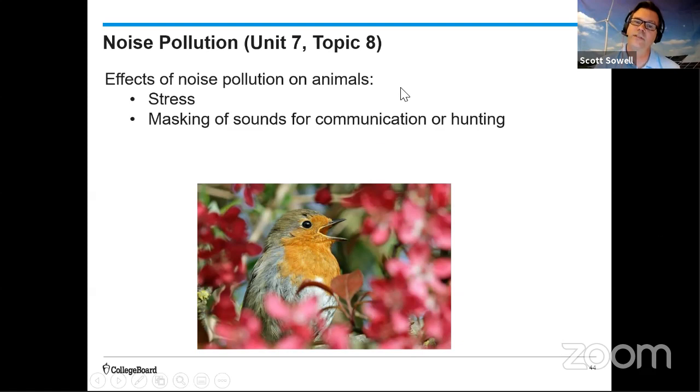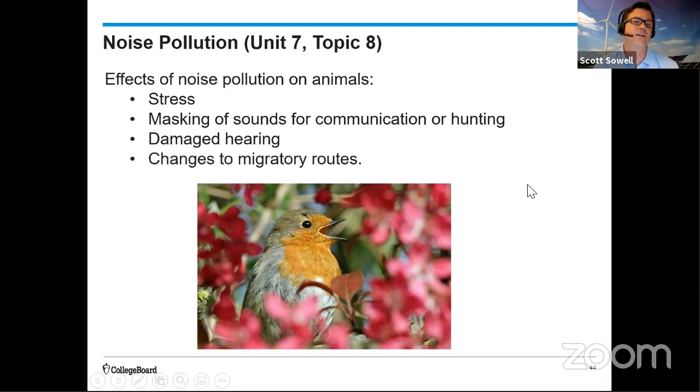And we'll look at little video clips talking about both of those examples. It could damage their hearing just like it could damage ours. And it could affect their migratory routes. So think about whale migration or bird migration.